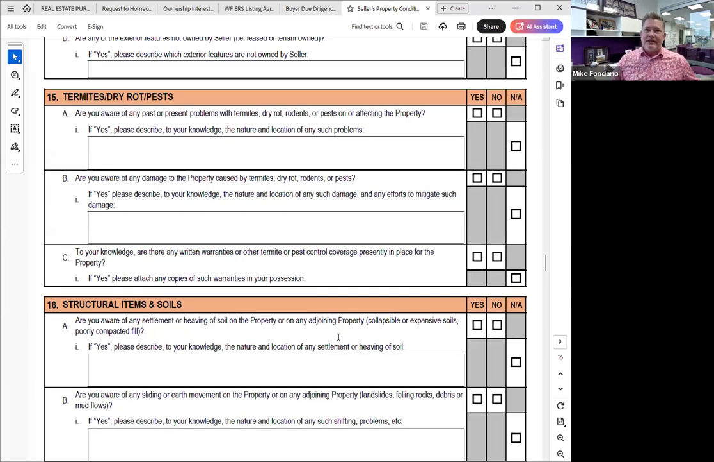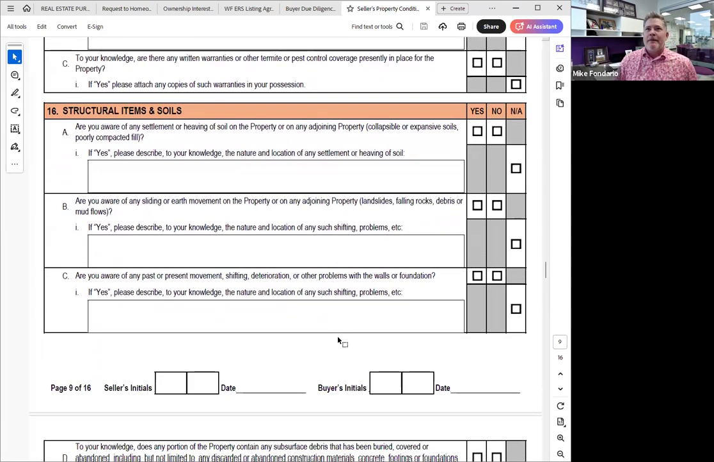Termites, dry rot, pests. I do have friends that constantly have had bats in their attic. And then later on in the same attic, they had a trash panda. So yeah, those things need to be disclosed. Rodents, pests, termites, those types of things.